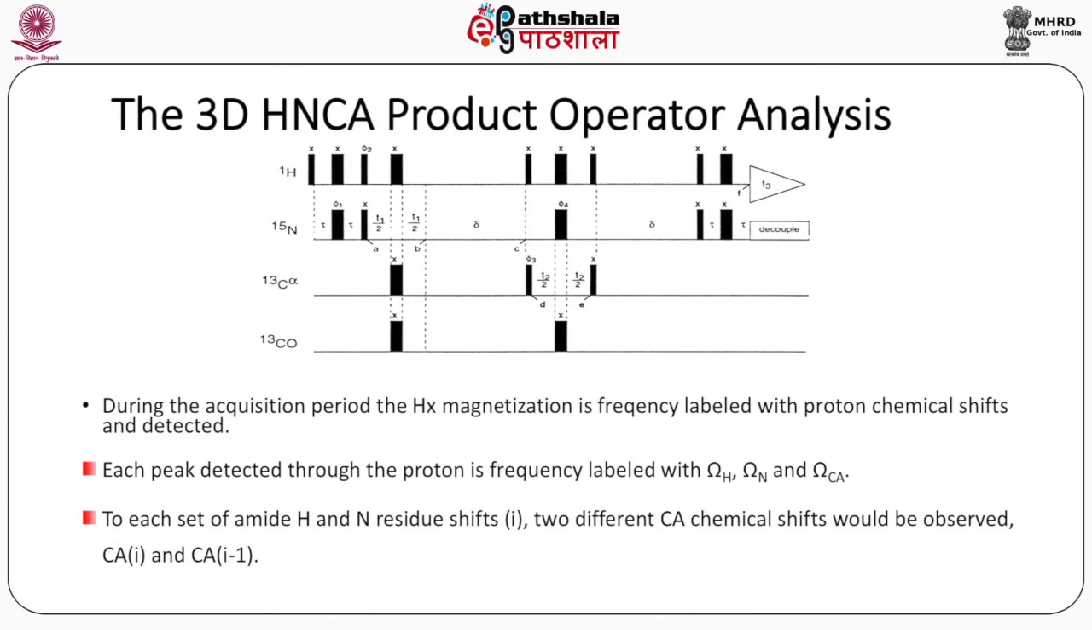During the acquisition period, the Hx magnetization is frequency labeled with proton chemical shifts and detected. Each peak detected through the proton is frequency labeled with omega h, omega n and omega Ca, and also omega Ca I minus 1. To each set of amide H and N residue shifts of residue I, 2 different Ca or C alpha chemical shifts would be observed, C alpha I and C alpha I minus 1.